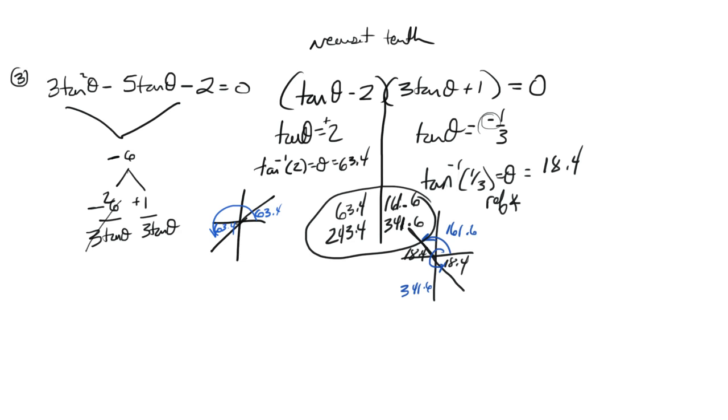Let's try another one. Okay, this is a good one. So this is 2 sine theta cosine theta plus sine theta. And at first you might be like, well, there's no square, so I can't factor it. And you're thinking of the wrong type of factoring. This is a greatest common factor. It's a GCF problem. So take a look at it and see what you see in both terms.